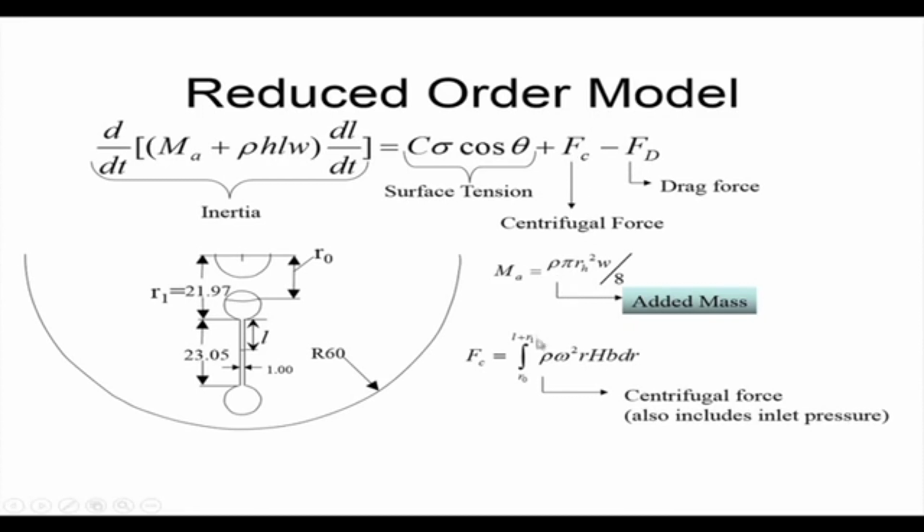So how do you calculate the centrifugal force? Centrifugal force is what? If you take a small element of mass dm, then the centrifugal force acting on that is dm into omega square r. So what is dm? dm is rho into h into b into dr, where h is the height of the channel, b is the width of the channel, right. So this integral of that from initial radius to the final radius is the total centrifugal force. So that you can put here in your capillary filling problem.